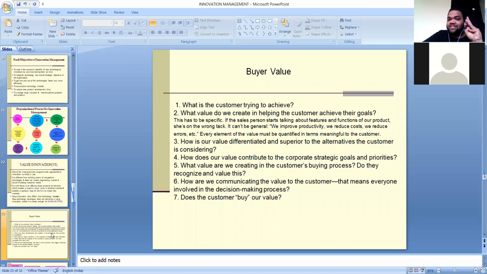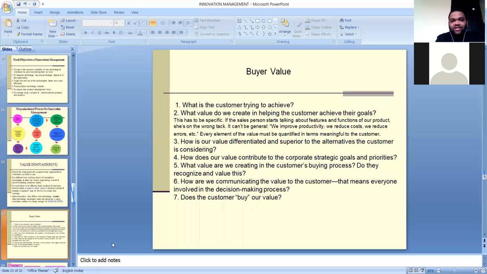And second, what type of value we are going to give in terms of quality, in terms of trust, in terms of price. All these we are going to check. The third one is how our product is differentiated and also superior, meaning higher, when compared with other products or with the competitive products in the market. That also we have to consider.